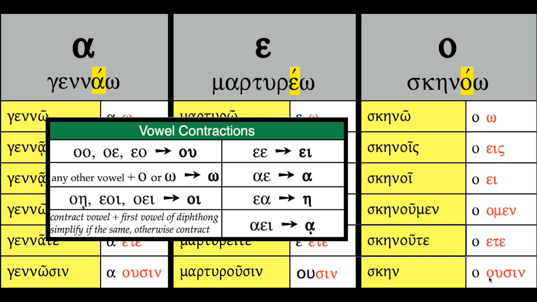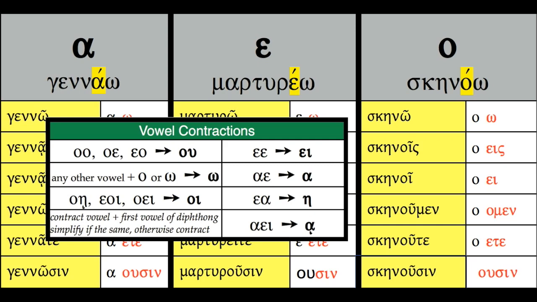And then the last one here, omicron plus omicron. Oh, we have a diphthong here, don't we? So omicron plus omicron, it's the same. So we simplify. We just drop one of the omicrons here. Just get rid of that. And so this will become skenousin, like that. Okay, so hopefully you can see how these rules are applied.